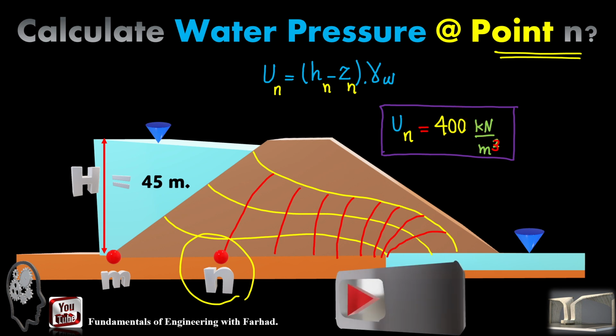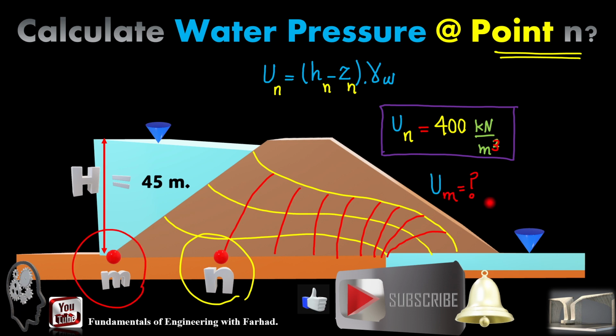And then you can consider what if we want to calculate the water pressure at point M. That's pretty easy because the head at any point on this line is somewhere between 45 and 40, so that's almost 42.5. And definitely at M, Z is equal to 0, and that's 425, a bit higher than the water pressure at N.